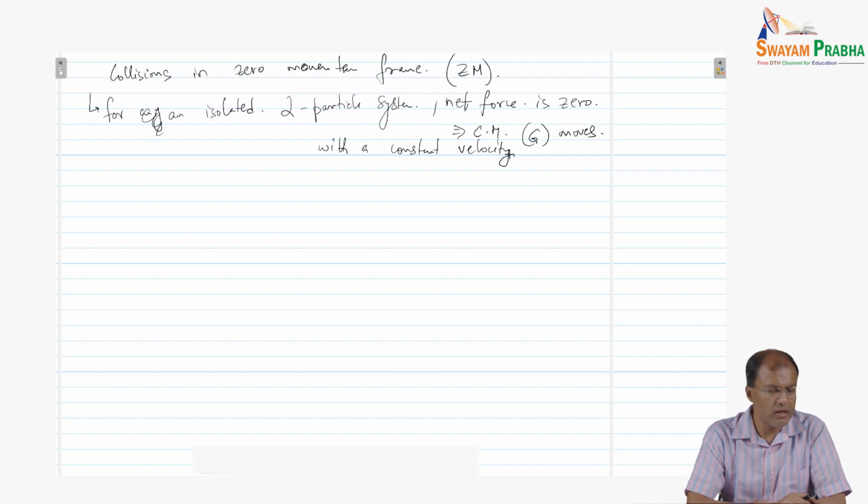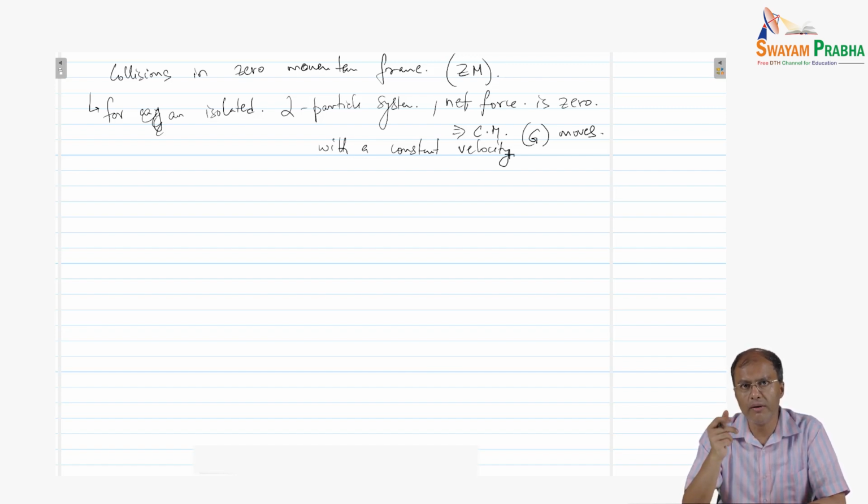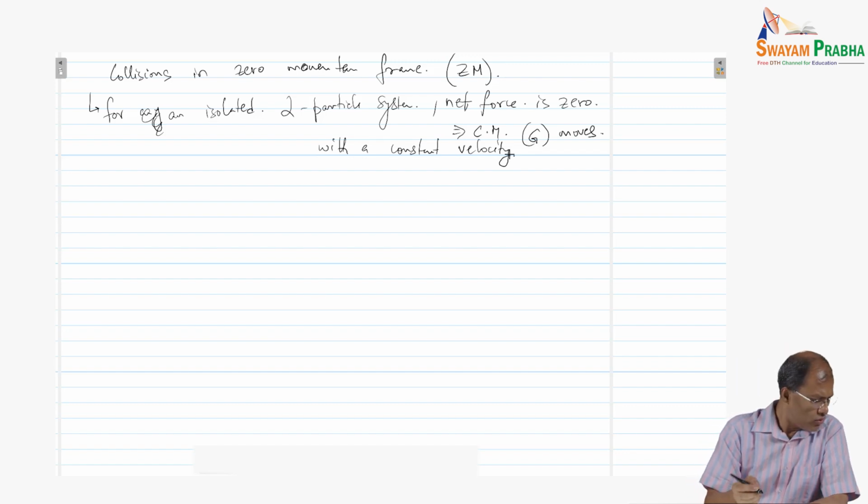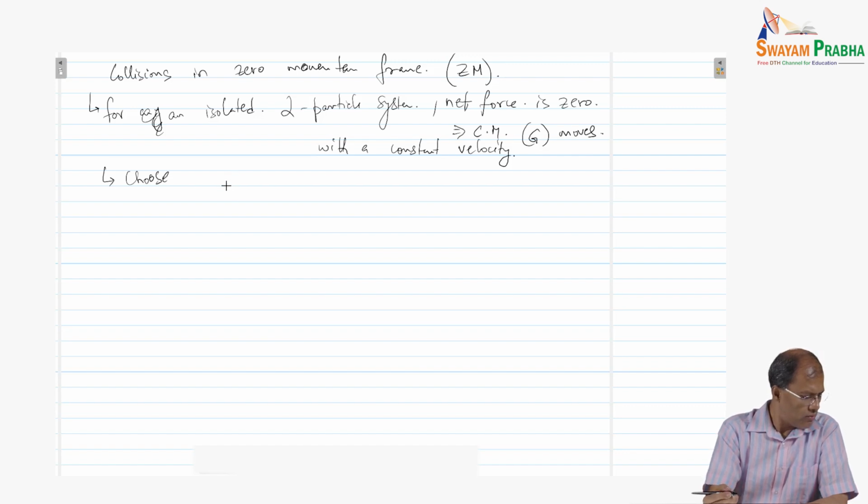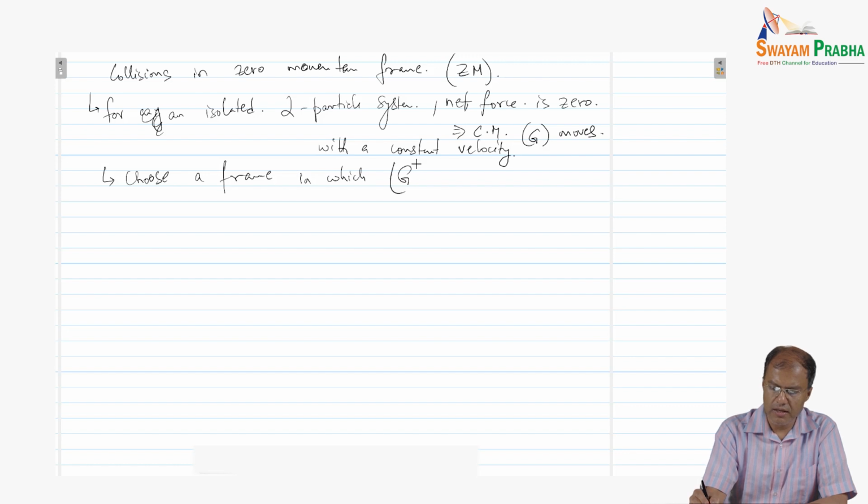Now we choose a frame in which the center of mass G of the system is at rest, the so-called zero momentum frame.